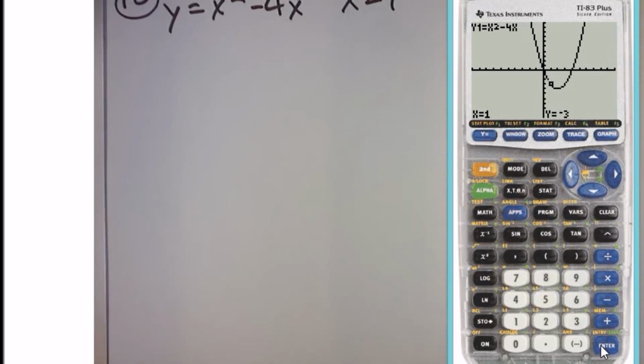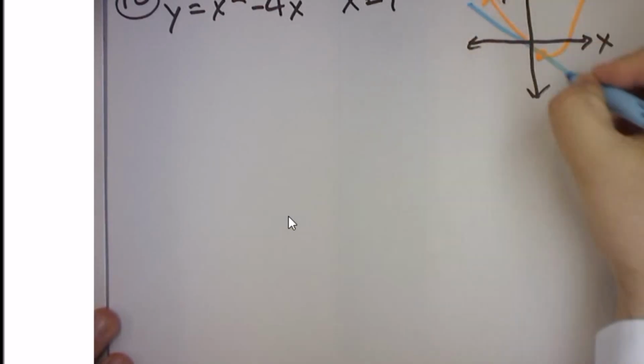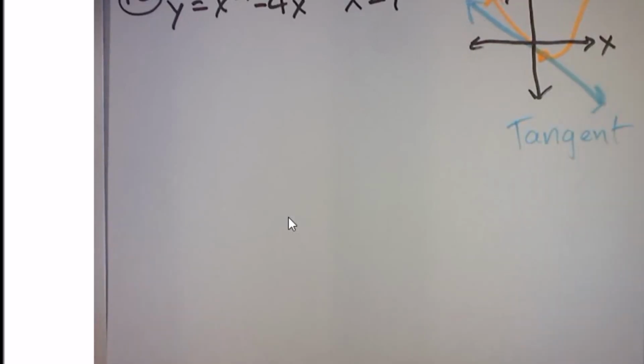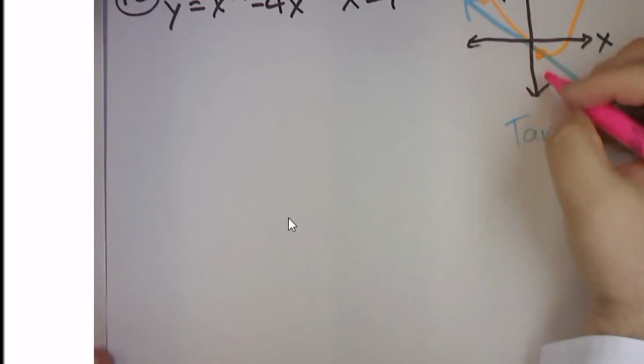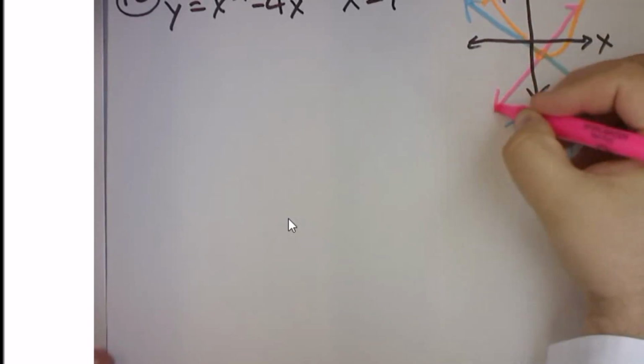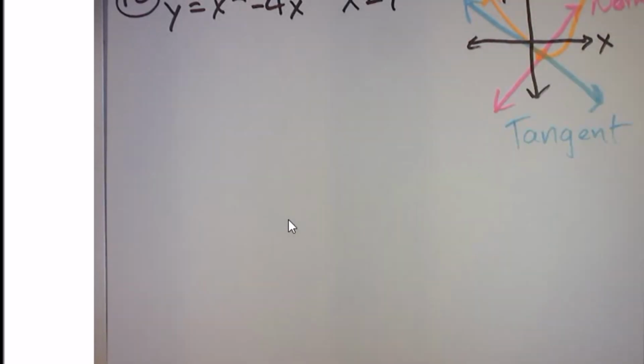And so when I go to draw my tangent line, I kind of did a really bad job on the graph when I drew it by hand. But this is the tangent line, okay? I'm going to need an equation for that. And then the normal line is perpendicular to the tangent line. So I'm going to draw another line that goes like this, and that's the normal line. They should form a 90-degree angle.